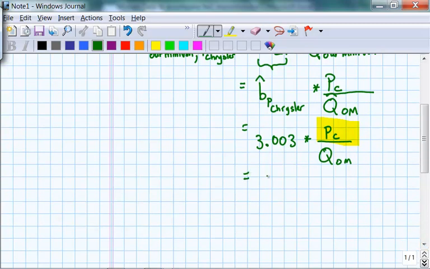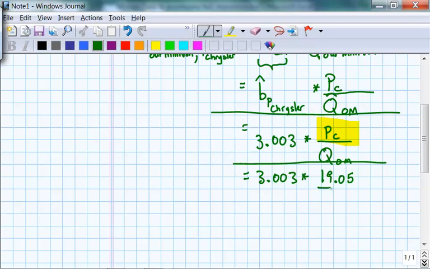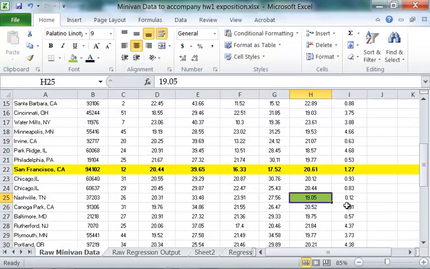So this equals 3.003 times 19.05. Sorry, I'm getting a little bit crowded here. Divided by Q hat, our minivan. So we've made some good progress, right? We're pretty much done except for Q hat. So let's go and do Q hat. That's the last piece. So what is Q hat in Nashville, Tennessee?